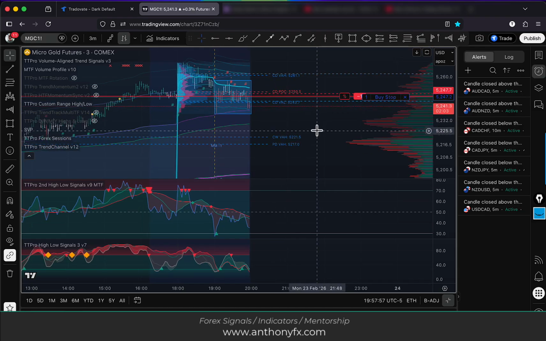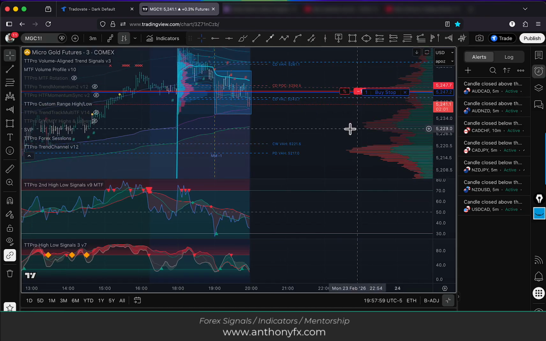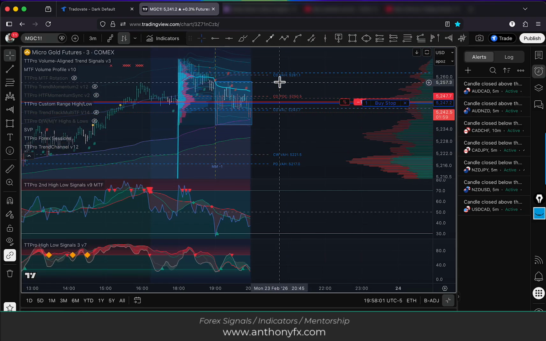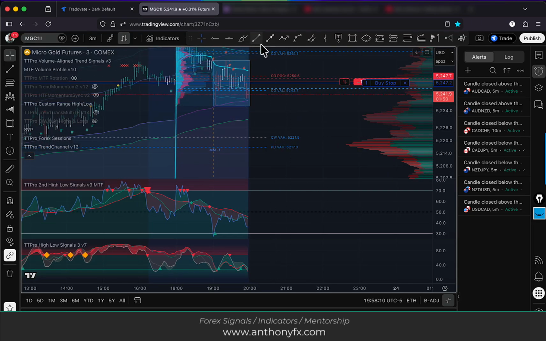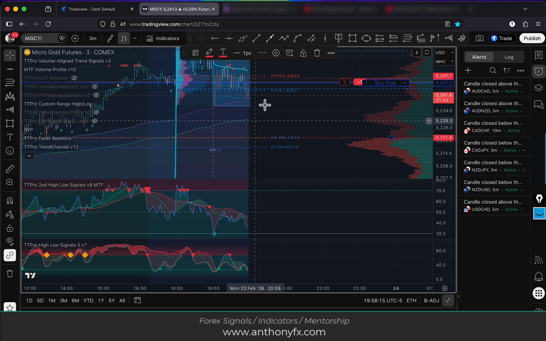You don't want to mess with the current volume profile levels, right? Don't mess with those, because they're going to be moving up and down with price. But you want to look at the previous week. Look, this is current week down here, so we can mark that up. So see that one, current week. So let's just do that.